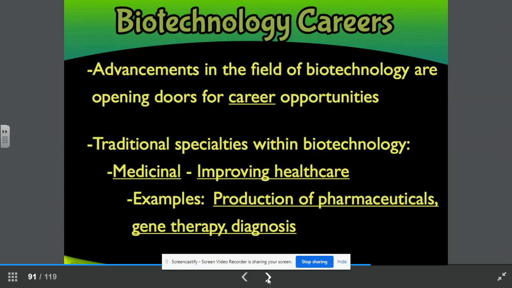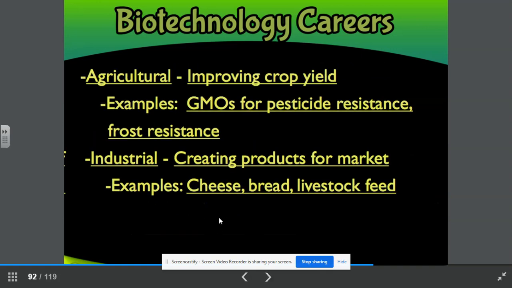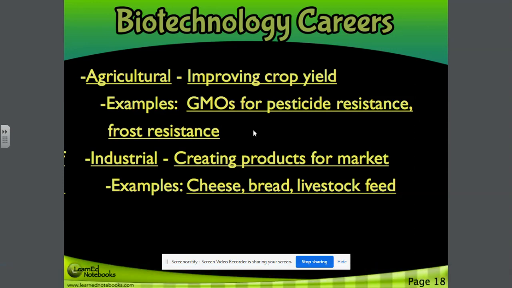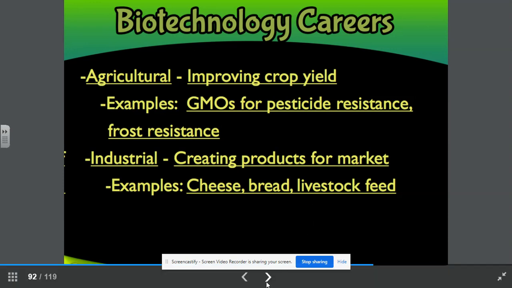Let's turn now to Biotechnology Careers on page 18. Advancements in the field of biotechnology are opening doors for career opportunities. Traditional specialties within biotechnology include medicinal, that means improving healthcare. Examples would be production of pharmaceuticals, gene therapy, diagnosis. Agricultural, improving crop yield. Some examples would be GMOs for pesticide resistance and frost resistance. And industrial, creating products for market. Example: cheese, bread, livestock feed.